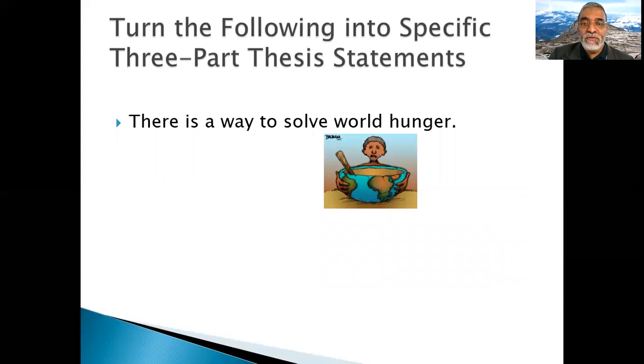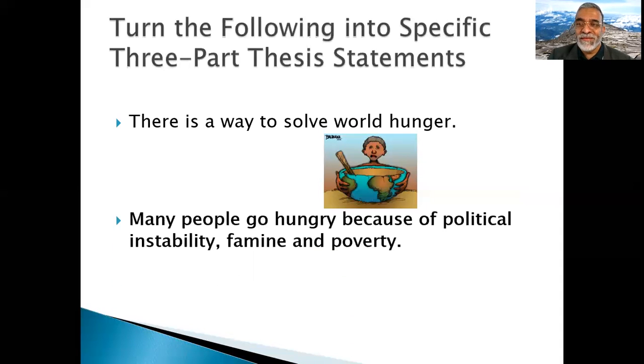Okay, now let me give you one sentence here to give you time to think. Can you come up with a thesis statement for this sentence? There's a way to solve world hunger. Can you come up with a three-part thesis statement? Okay, I give you examples here. Many people go hungry because of political instability, famine, and poverty.